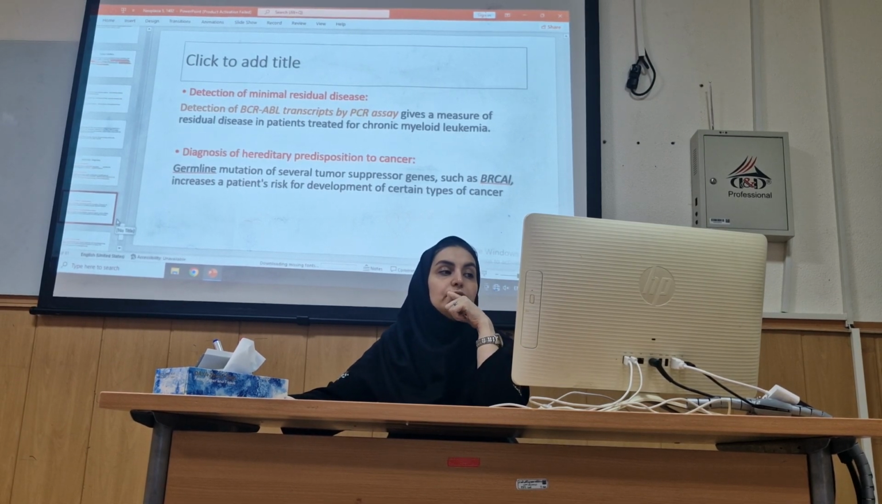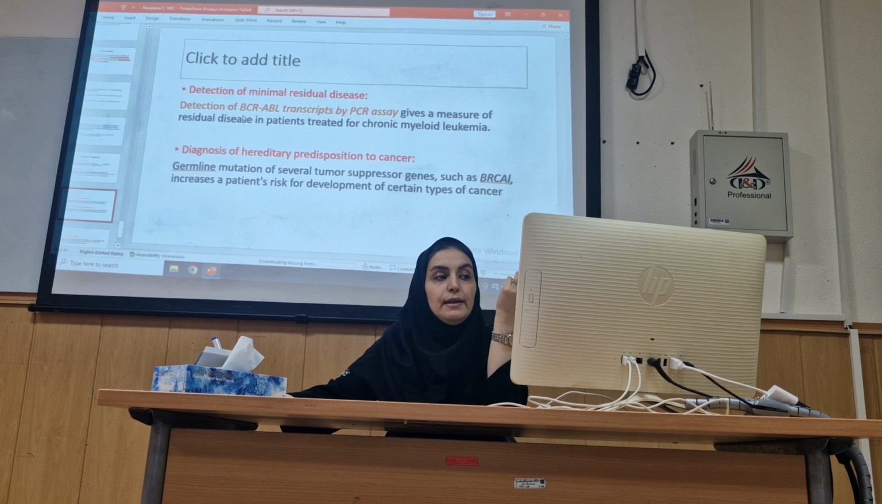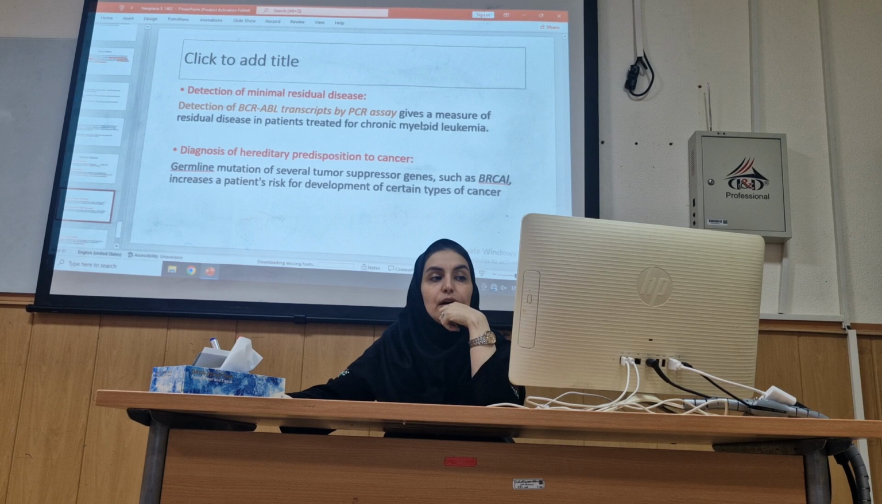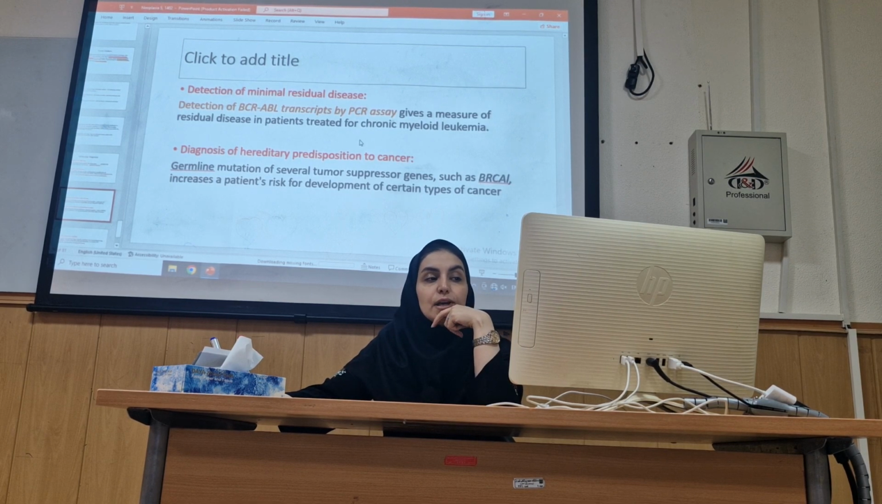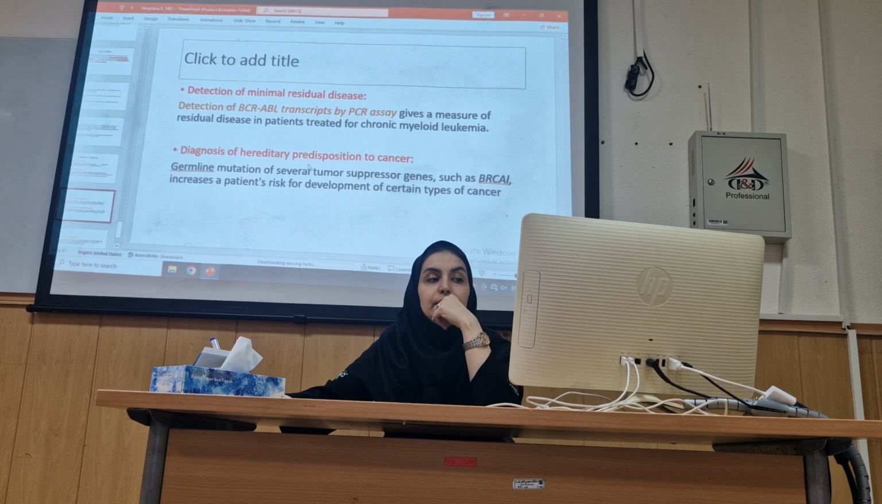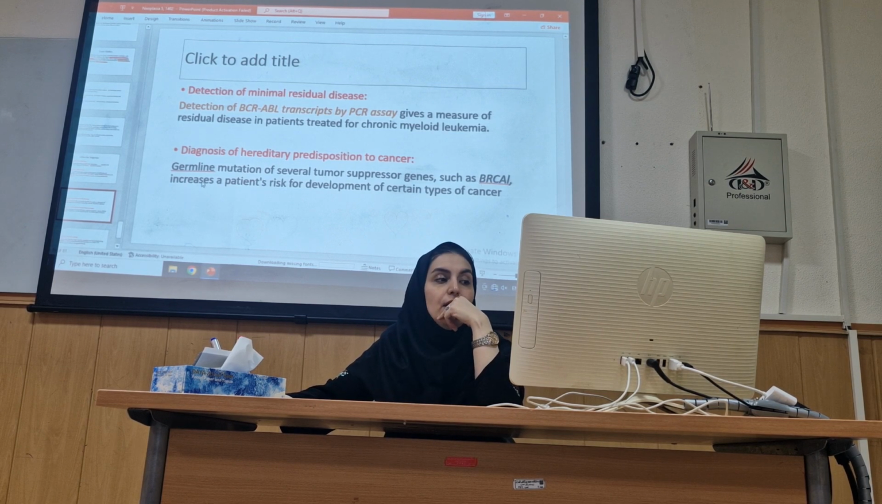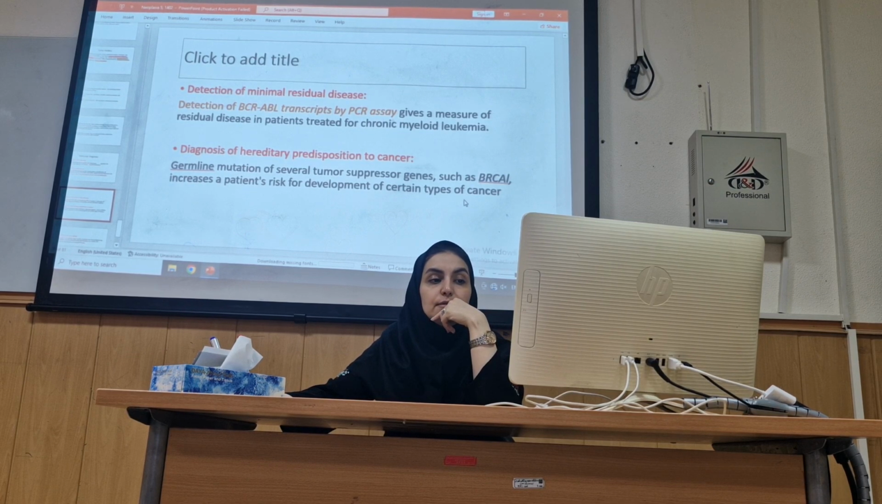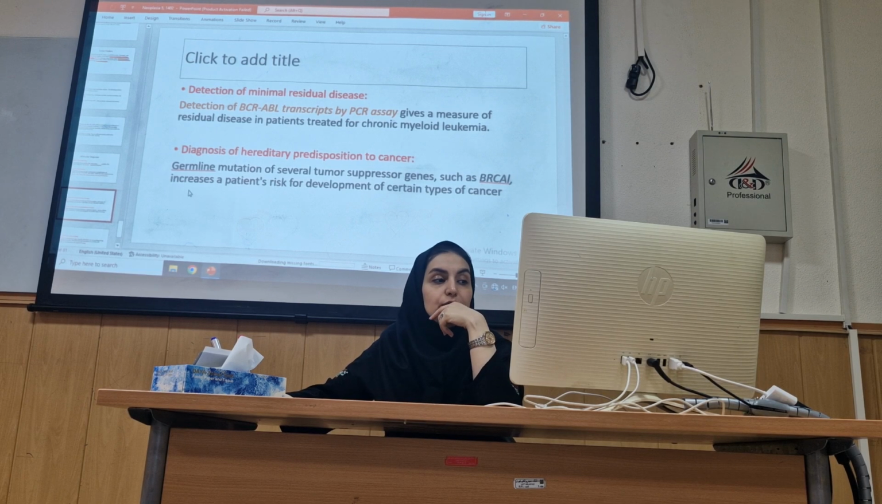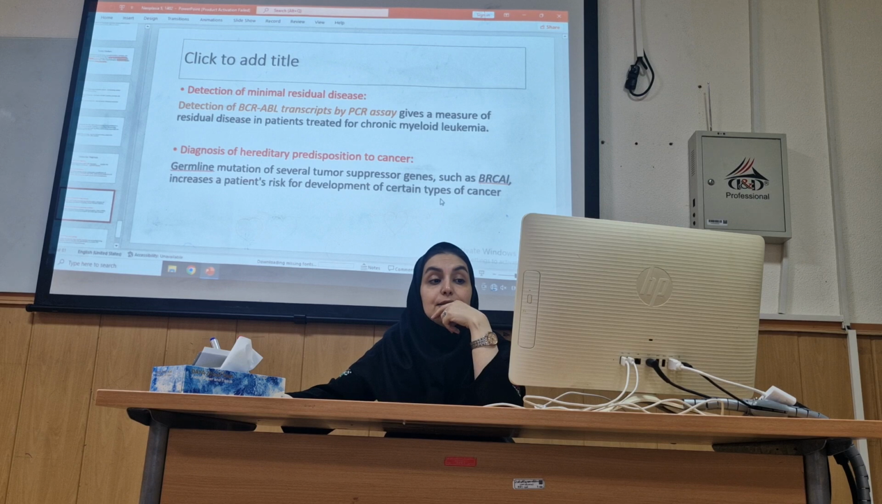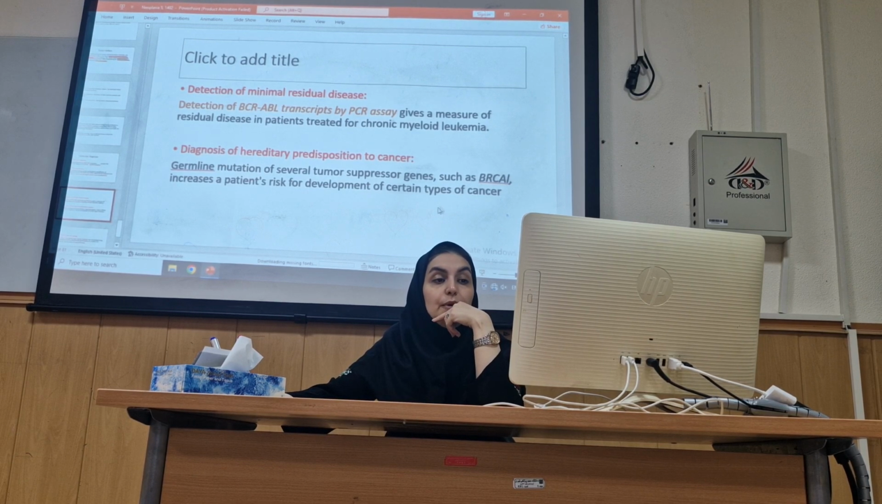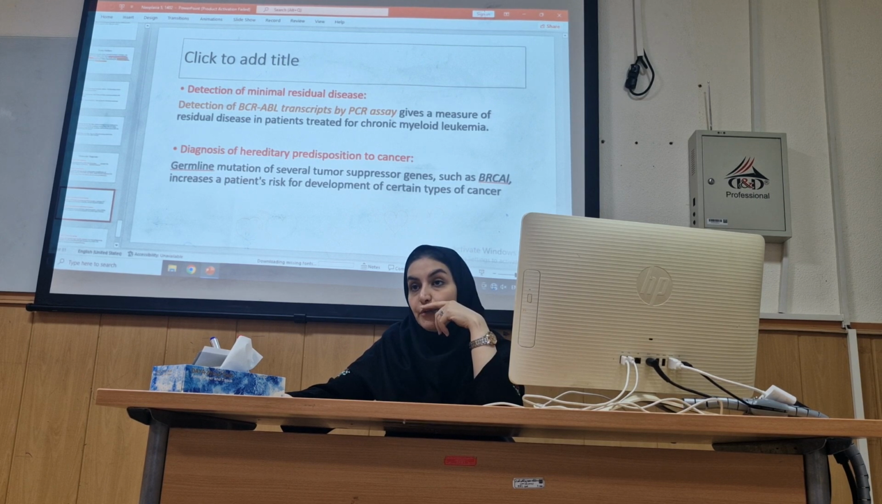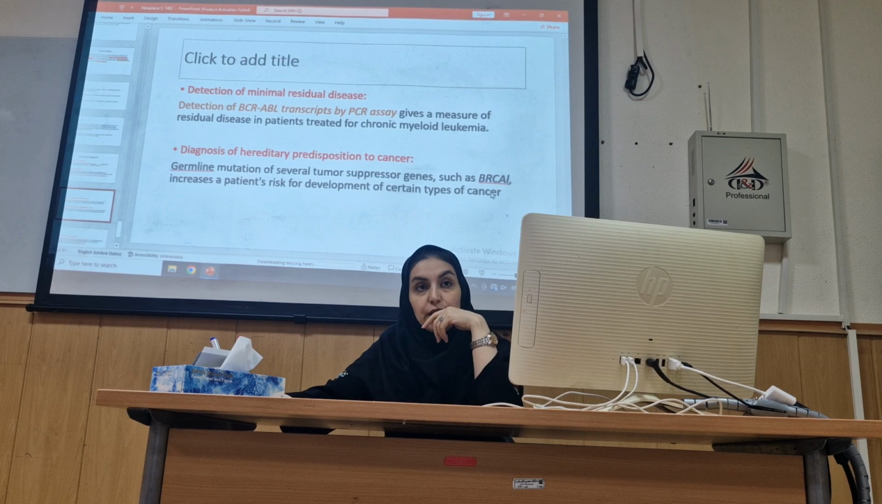We can use the molecular study for detection of minimal residual disease. Detection of BCR-ABL transcripts by PCR assay gives a measure of residual disease in patients treated for chronic myeloid leukemia. Sometimes for diagnosis of hereditary predisposition to cancer, germline mutations of several tumor suppressor genes such as BRCA1 or BRCA2 increase a patient's risk for development of certain types of cancer. Sometimes in these patients, we can do some prophylactic surgery for prophylaxis of any malignancy.